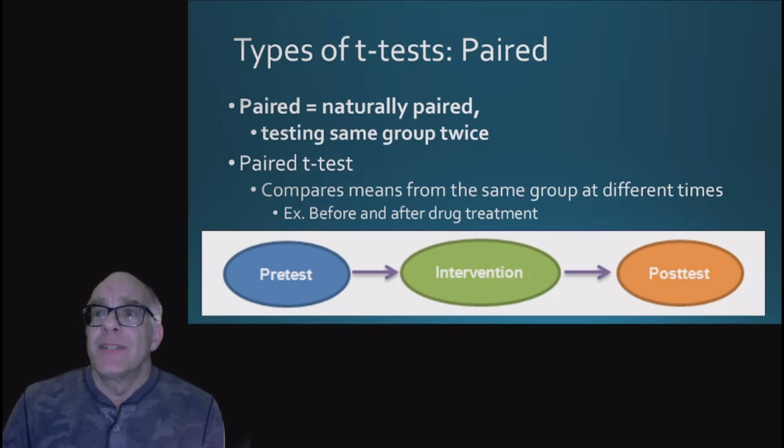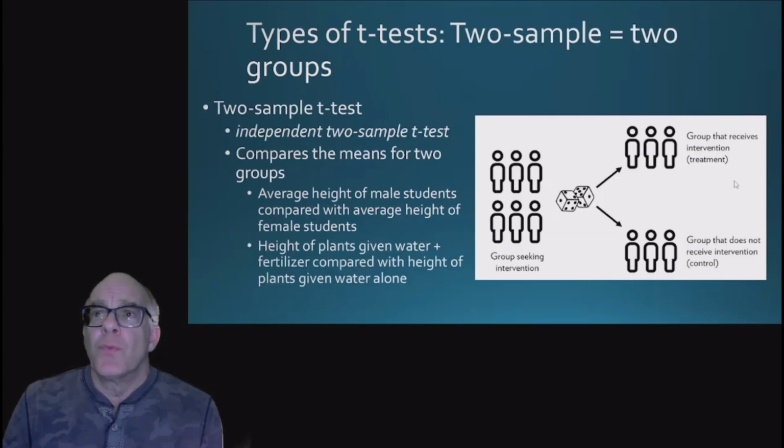And so in this case, the example up here on this slide is a pre-test, intervention, and a post-test. This would be an example of a paired t-test. We're looking at, again, the same group at different times like we're doing within this experiment. And so the pre-test, post-test situation is going to be a good example of a paired t-test. Now, we need to understand what are the other types of t-tests as well.